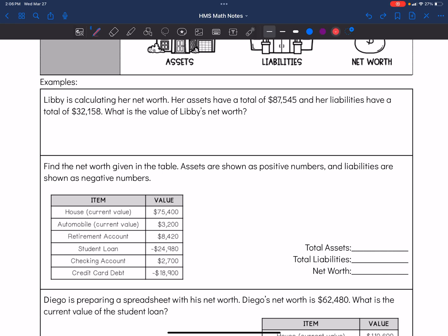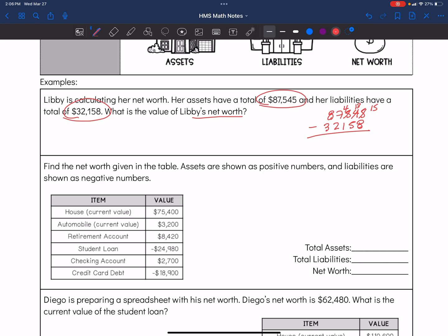Libby is calculating her net worth. Her assets have a total of $87,545, and her liabilities are $32,158. What is Libby's net worth? So I'm just subtracting these, making sure my numbers are aligned by place value, right? So I am going to have to do some borrowing, which is fine. We know how to borrow.